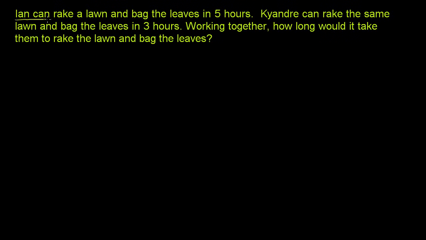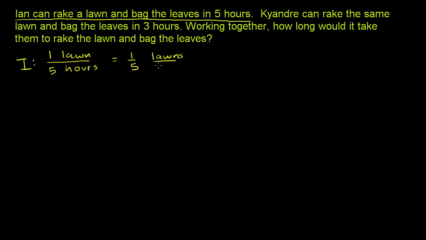It says Ian can rake a lawn and bag the leaves in 5 hours. So for Ian, he can do one lawn in 5 hours. We could have also written this as 5 hours per lawn, but writing it this way is more useful because it's actually a rate. This is the same thing as 1 over 5 lawns per hour, or 1/5 of a lawn per hour. That's the rate at which Ian can rake a lawn.